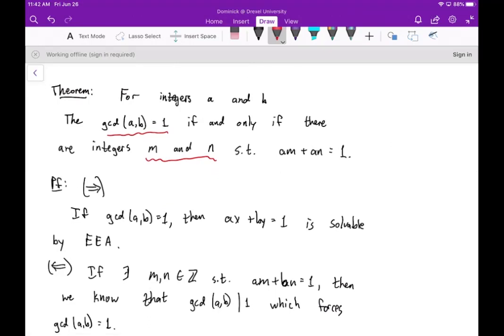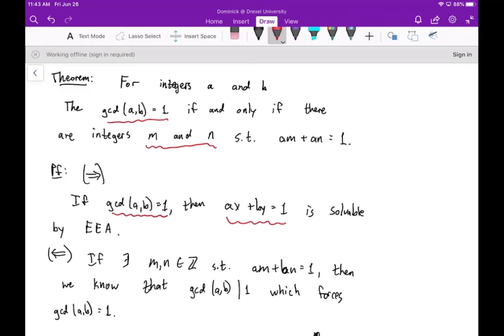Now, the forward direction: if we assume that the GCD of a and b is equal to 1, then we know that this is solvable by our extended Euclidean algorithm, right? Because if the GCD of a and b is 1, then the GCD of a and b, of course, divides 1, since that's over here. So we know that that's solvable.